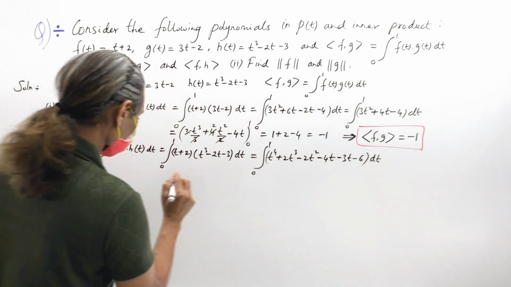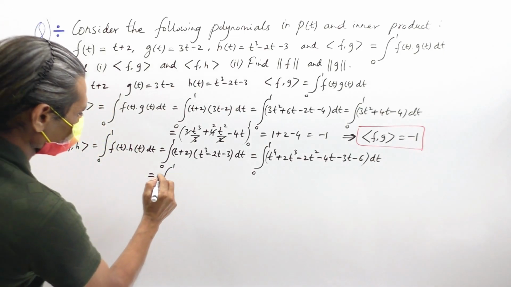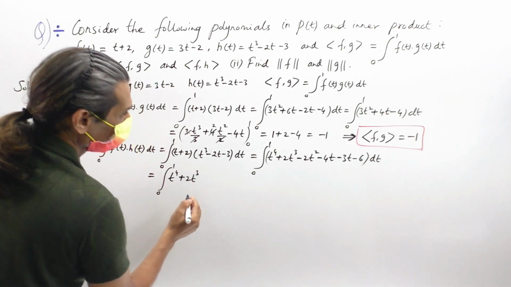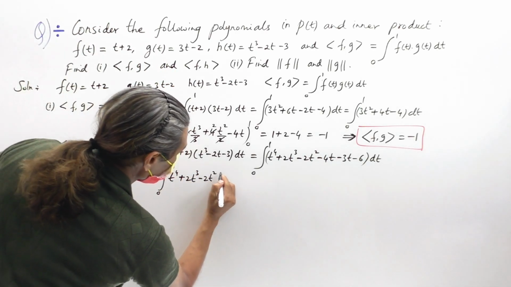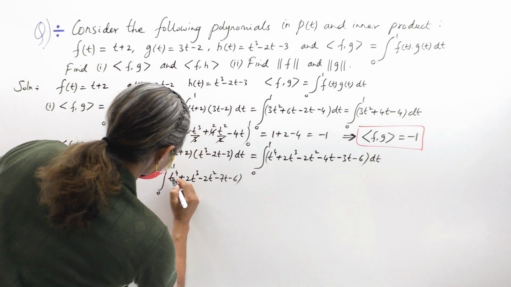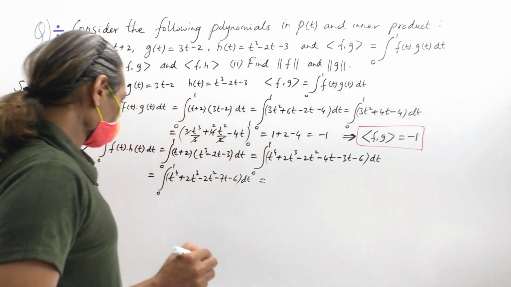That's it. Okay. So this will be again the integration from 0 to 1 of t to the 4 plus 2t cubed minus 2t squared minus 4t minus 3t, which is minus 7t, minus 6 dt. Now let us integrate this.